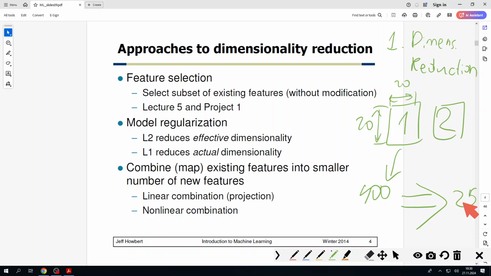They are no longer pixels, these are now fragments of the picture or something like that, certain sections of your picture which are created as a combination of your initial 400 pixels. So you can say very roughly that for each of these 25 features, you are going to group something like 16 pixels to form just one of these 25.